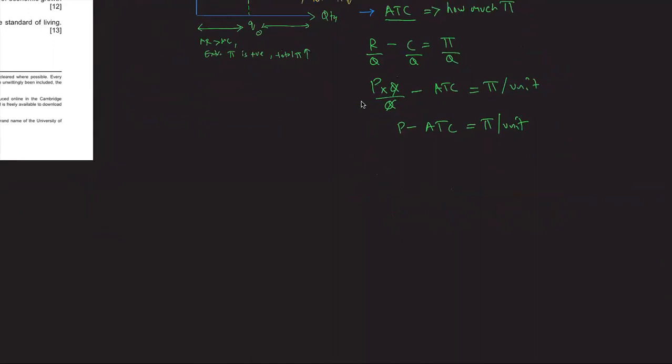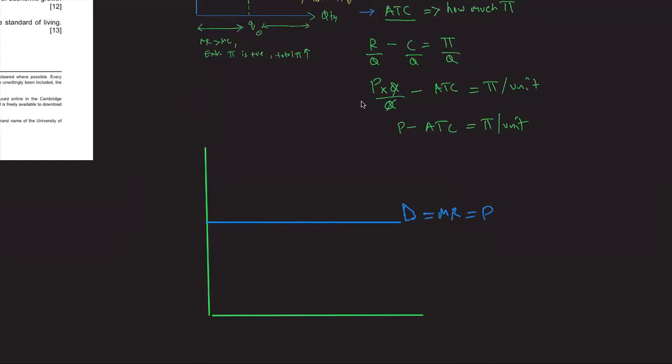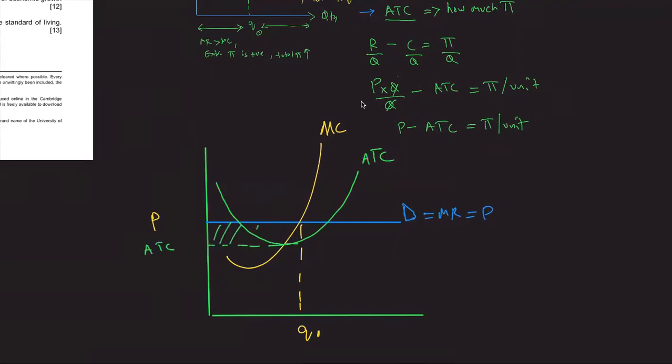But what we'll do is basically put it on the graph. We'll say this, that once we know this is my demand curve, which is equal to my MR, equal to my price. This is my ATC. I'm sorry, this is my MC. And I know I'm making Q naught. And this is my price. Now ATC in the short run, if price is greater than ATC, we make a supernormal profit like this one.